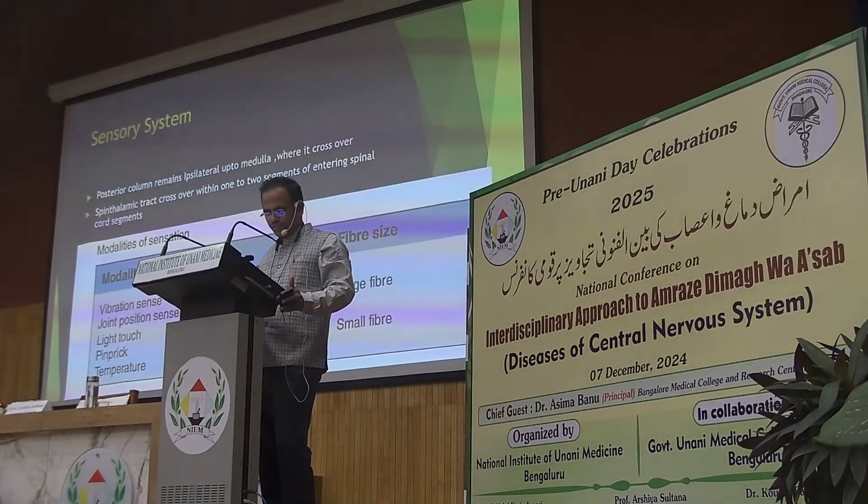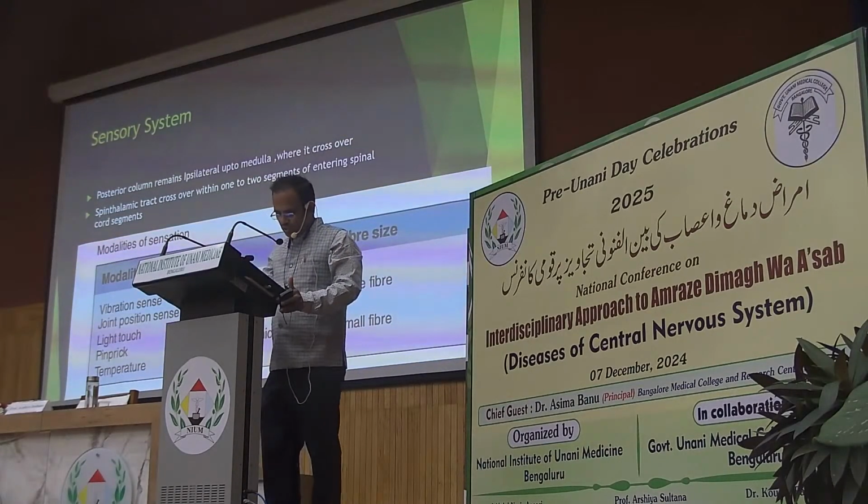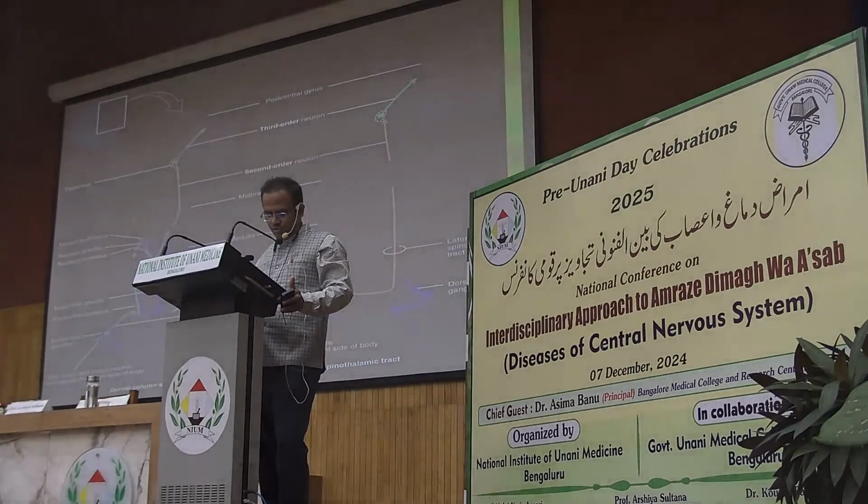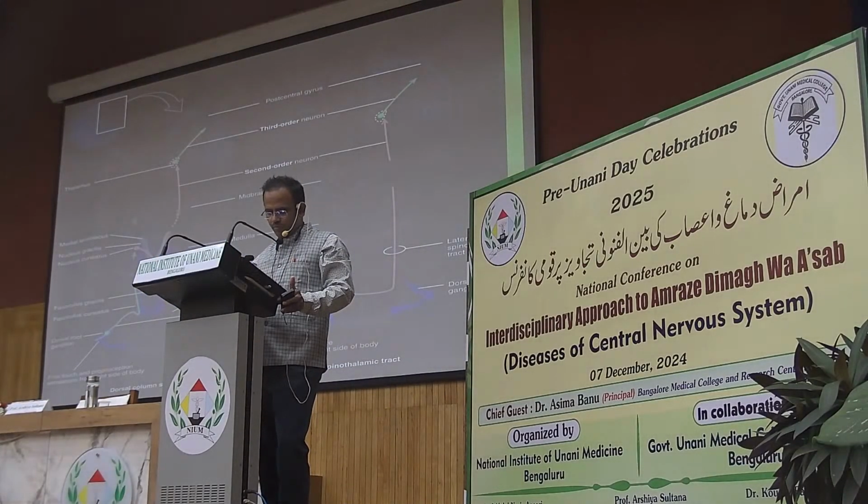Coming to the sensory system, the sensory system is carried by two tracts. One is the posterior column, which usually remains ipsilateral up to the medulla. After the medulla, it crosses over. The spinothalamic tract usually crosses over immediately in the spinal cord itself after ascending one or two segments. So, coming to the modalities, the posterior column carries vibration and joint position sense. The light touch and temperature are carried by the spinothalamic tract. So the dorsal column, the posterior column, usually crosses over at the medulla and reaches the opposite cortex.